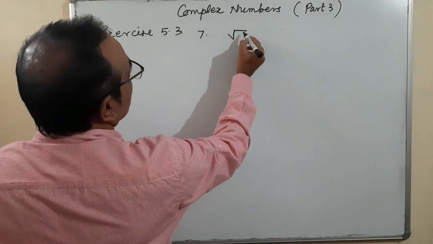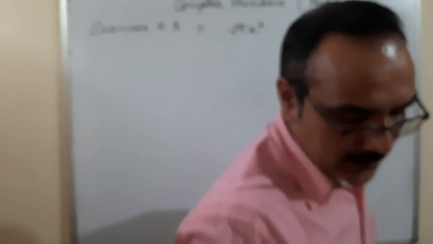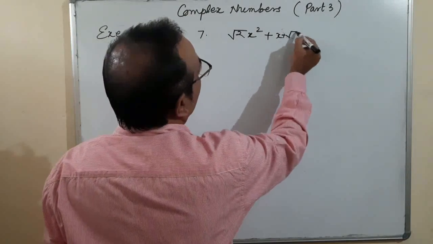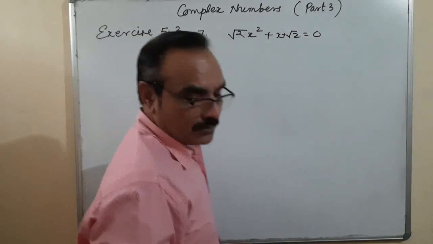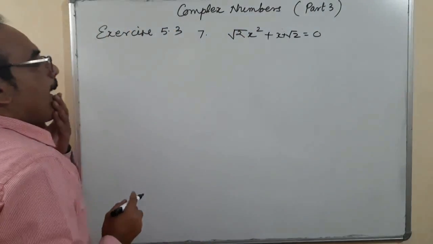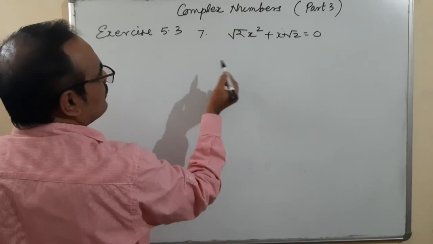Root 2x square plus x plus root 2 is equal to 0. Root 2x square plus x plus root 2 is equal to 0. Alright, I am using the direct formula.